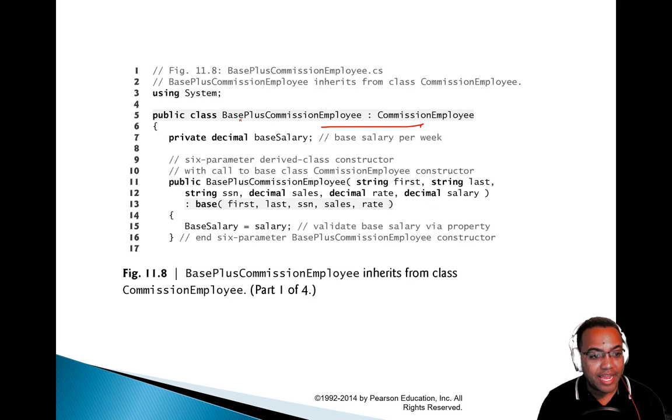Boom. Now BasePlusCommissionEmployee is inheriting from CommissionEmployee. Now guess what? We don't need all those variables anymore because we already have them. They are already being used through the CommissionEmployee class. And here we go. So the constructor is asking for string first name, string last name, the social security number, sales, rate, and salary, but it's getting that information from the base class. Fancy that. So now all we really need is a parameter for the base salary.